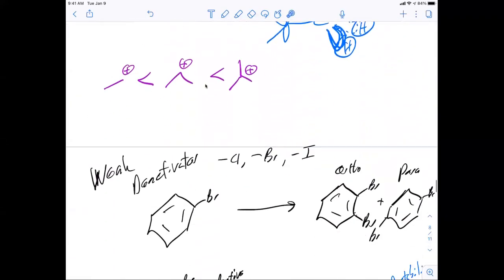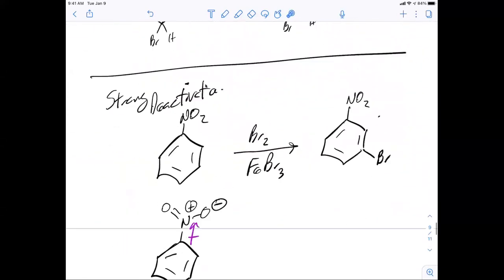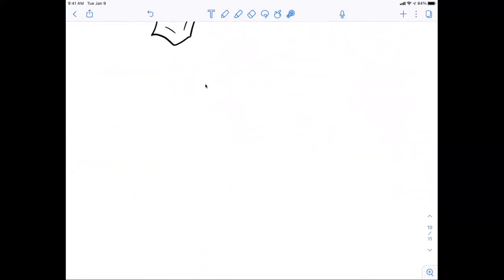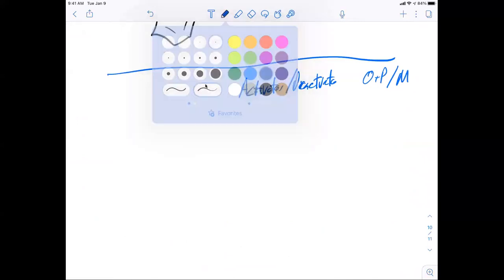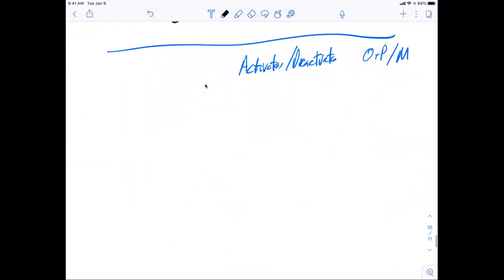How is this going to be presented? Well, it could be easy, right? Like, tell me whether it's a deactivator or an activator. So let's look at a few of those. Activator, deactivator. One question, ortho, para, or meta, okay? So let's take a little time. I'll draw the structure, and then you tell me whether it's an activator, deactivator, and whether it is an ortho or para director.